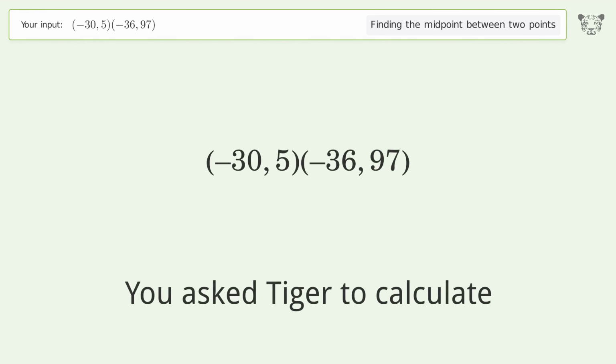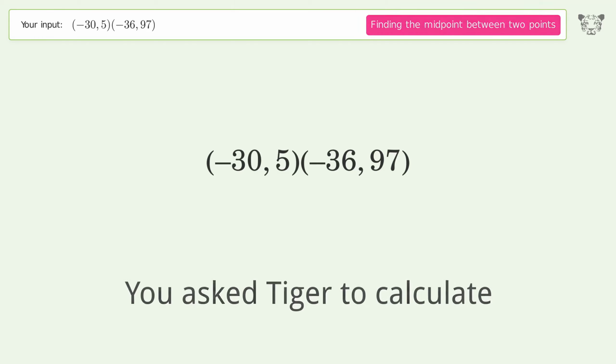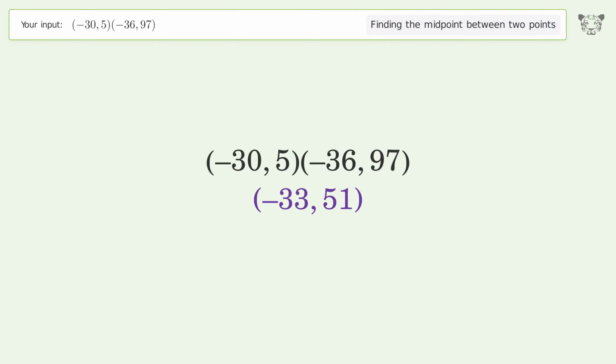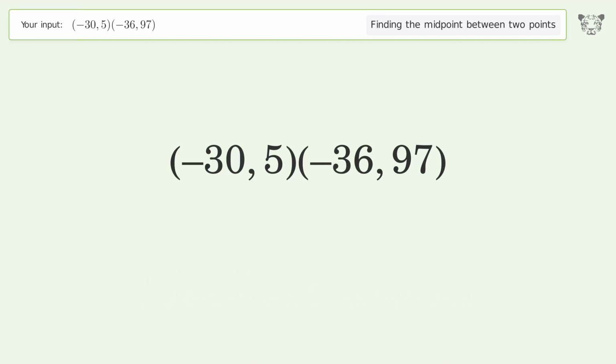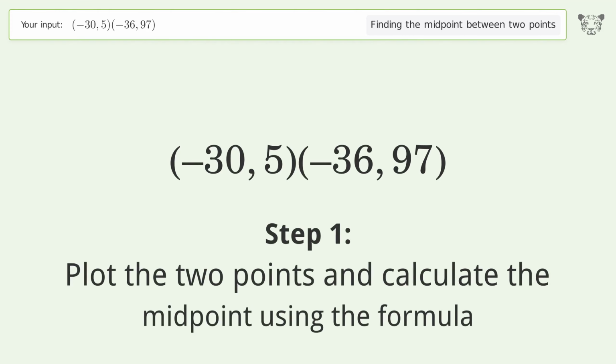You ask Tiger to calculate. This deals with finding the midpoint between 2 points. The midpoint between the 2 points is -33,51. Let's solve it step by step. Plot the 2 points and calculate the midpoint using the formula.